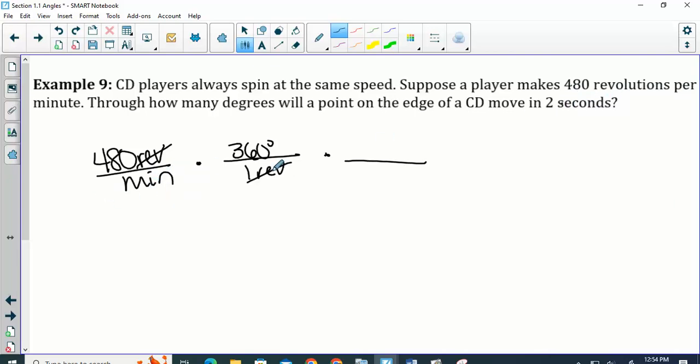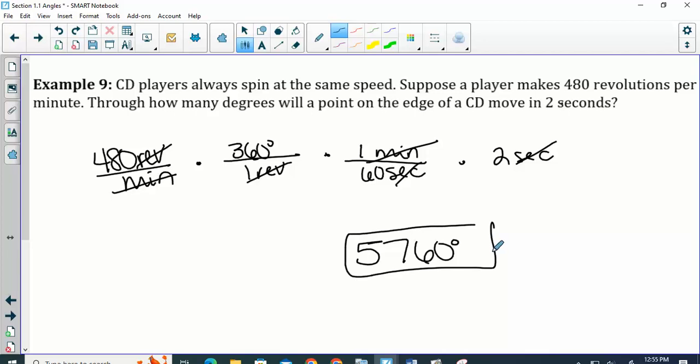But because my units are different, I have to convert. 1 minute is 60 seconds. And I have to put the minutes on top, so the top and bottom cancel. And then we have 2 seconds. So 480 times 360 times 2 divided by 60. Is that all right?